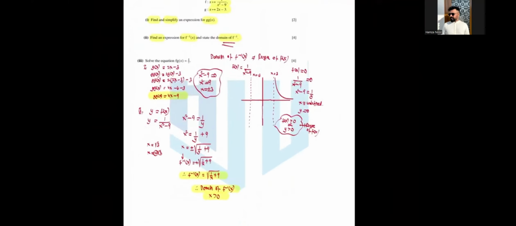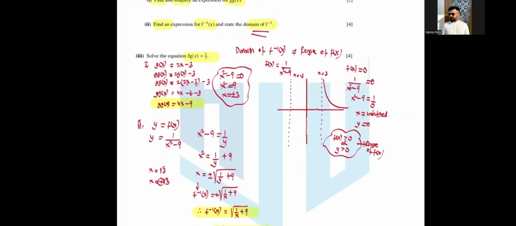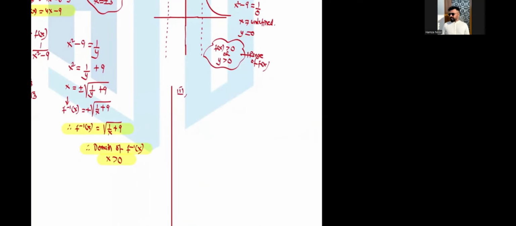So I've given some detailed explanation here regarding the sketch of this particular graph. This was the requirement of part 2. Now we have part 3, which says: solve the equation f(g(x)) equals 1 over 7. So I'm going to solve this part 3 over here. I'll make a separator.